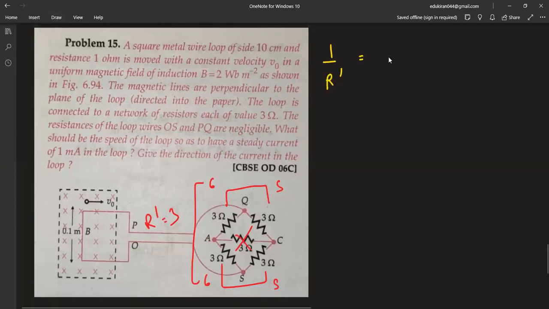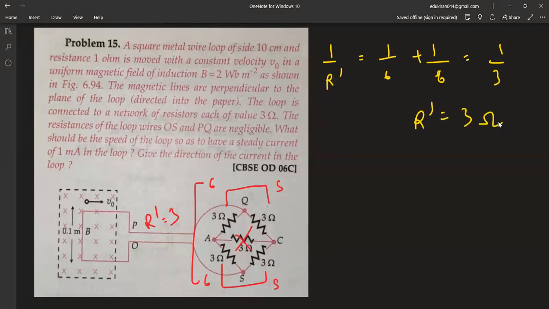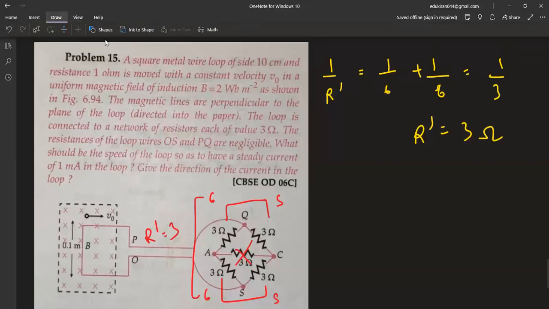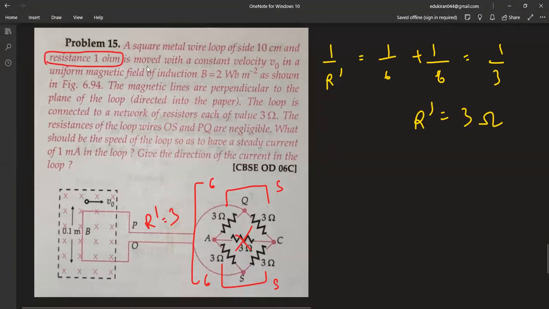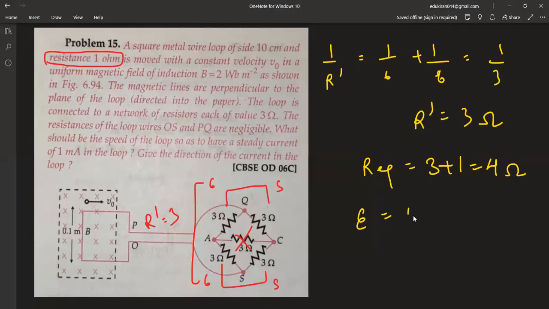So 1 by R dash is 1 by 6 plus 1 by 6, which is equal to 1 by 3. So resistance is 3 ohms. Right? Now, one more thing. It is saying that the resistance of the loop is also 1 ohm. So it means 1 more ohm will be added. So equivalent resistance will be 3 plus 1, which is equal to 4 ohms. Right? Now come to your EMF, that is BLV. And current will be BLV by R.